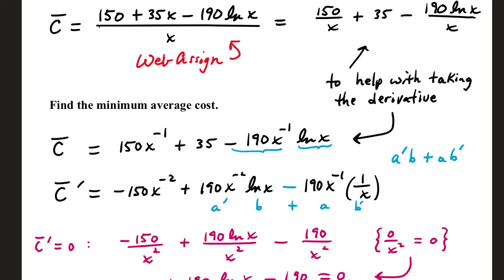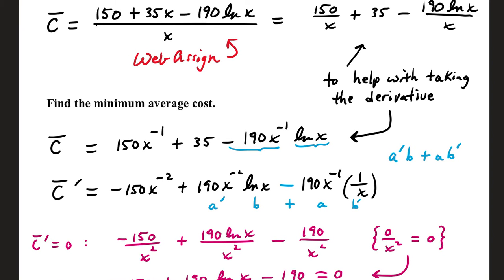Well, when you see maximum or minimum, you should always be thinking derivative and critical numbers. So if we take all three terms from the cost function, divide by x, that gives us 150 over x, 35x over x, the x's cancel, leaves just 35, and then 190 natural log x over x. If you split it up, it'll help when you take the derivative.